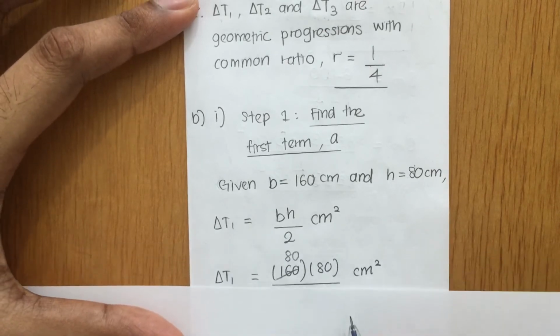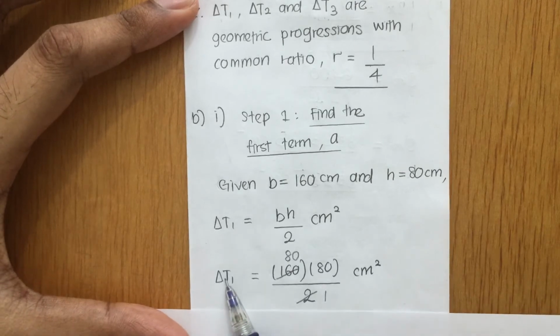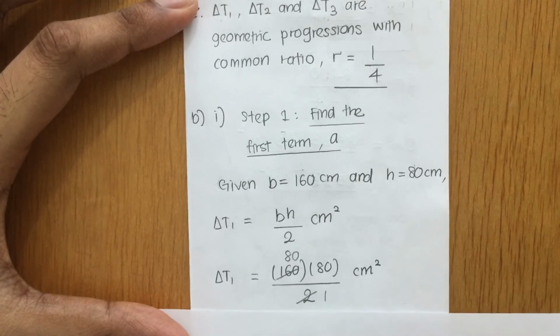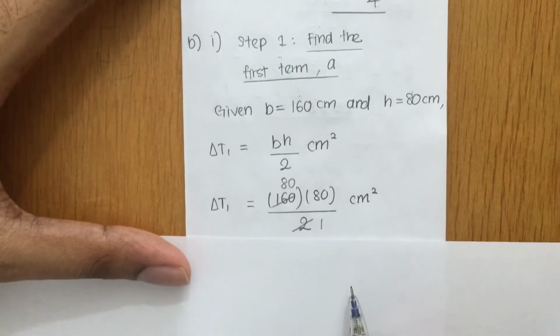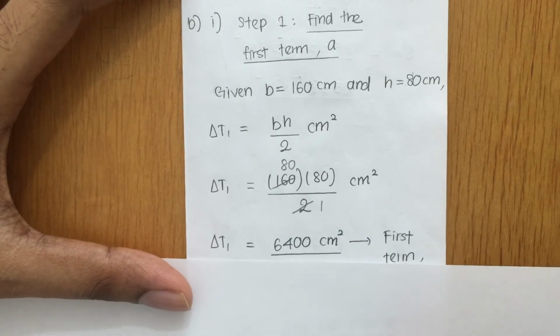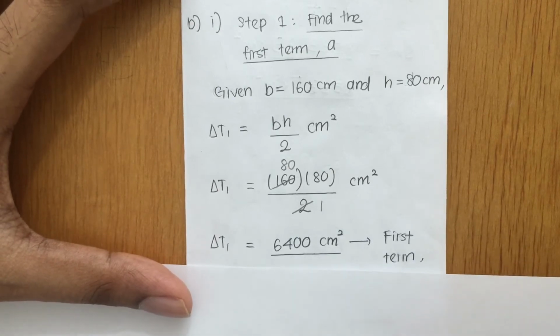You calculate this. So area of triangle 1 is equals to 160 times 80, divided by 2. This 160 you simplify to become 80, and this 2 you simplify to get 1. So 80 times 80. From here, you should get the area of triangle 1 is equals to 6400 centimeters square. So this is your first term, guys.